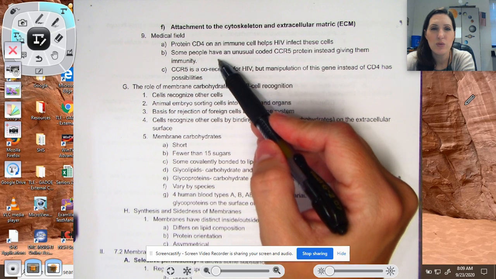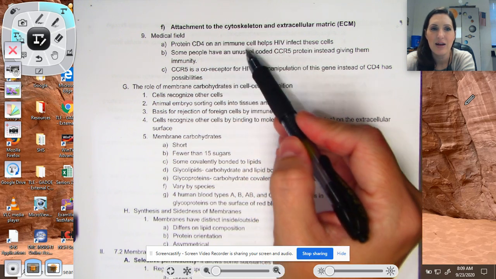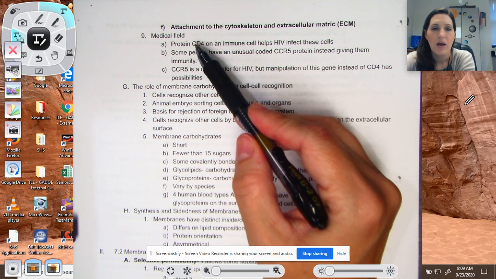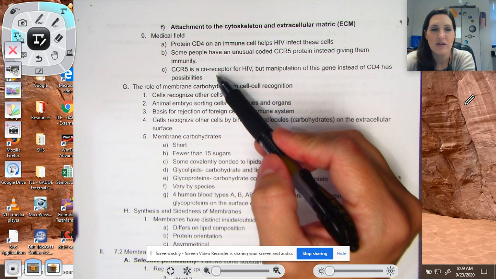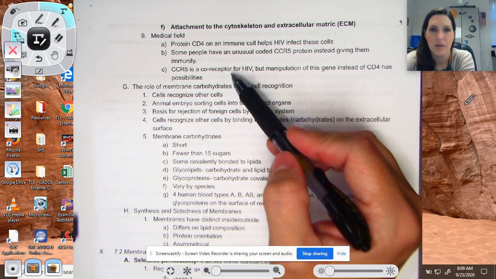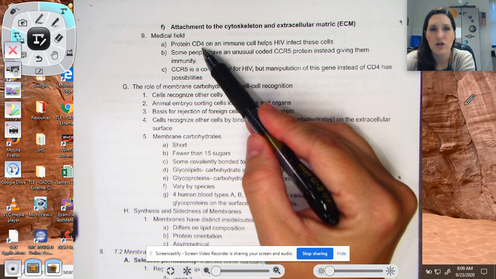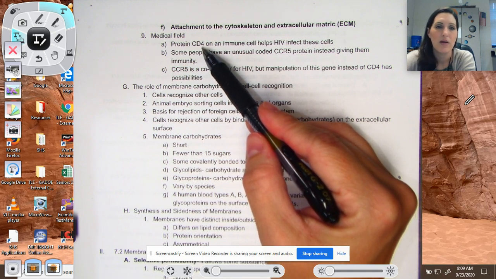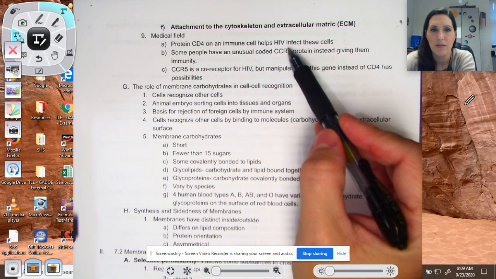Some people have an unusual code, and they have a CCR5 protein instead of the CD4. It goes into a little bit more complicated detail, like it talks about the CCR5 co-receptor, but here's basically what it is. People with the CD4 can get HIV, which turns into AIDS. So if you don't have this, you're basically immune to HIV.